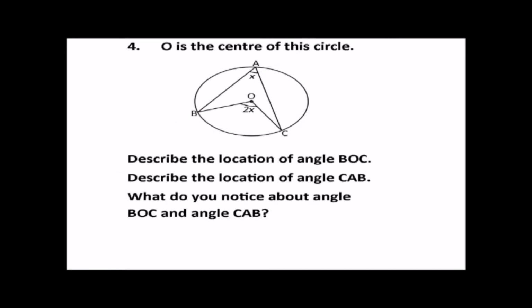And we move on to number 4. O is the center of the circle. Describe the location of angle BOC. Where is it located? Describe the location of angle CAB. Where is that located? What do you notice about angle BOC and angle CAB? And I have 2x in the center and x at the circumference.